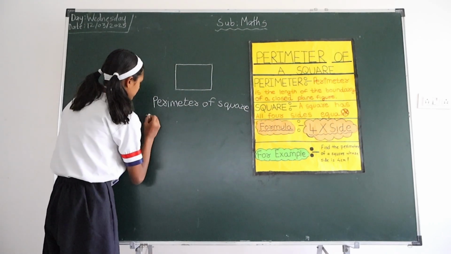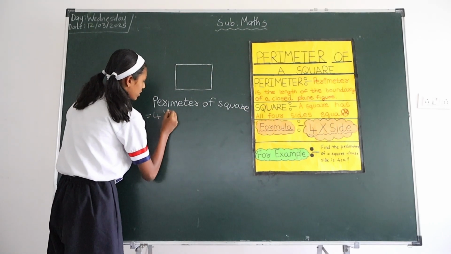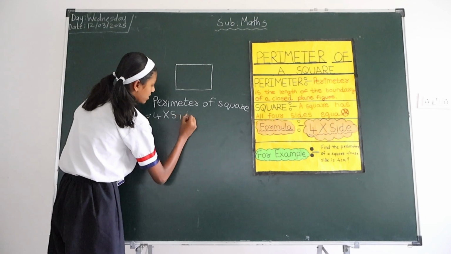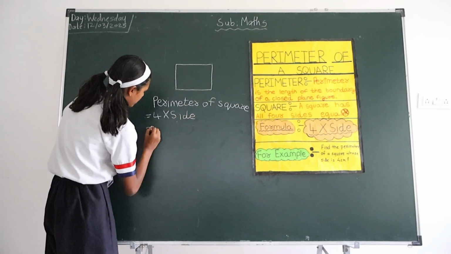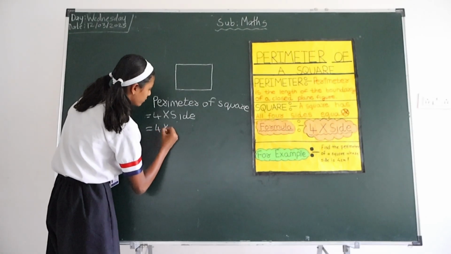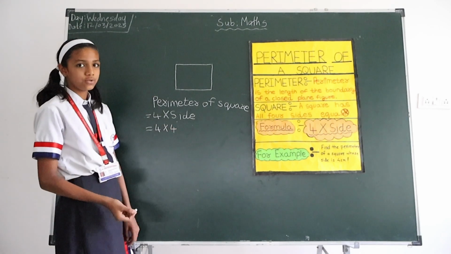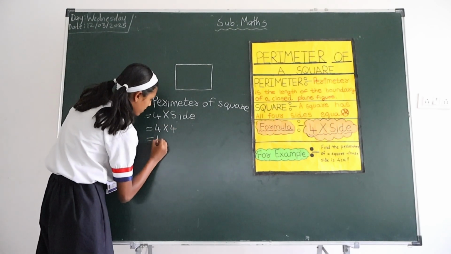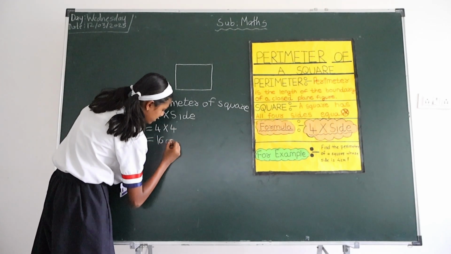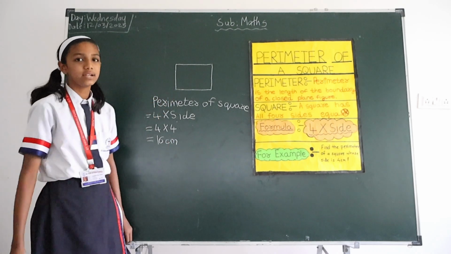Perimeter of square is equal to 4 into side, is equal to 4 into 4. Now we will substitute the values. Answer is 60 centimeters. Thank you.